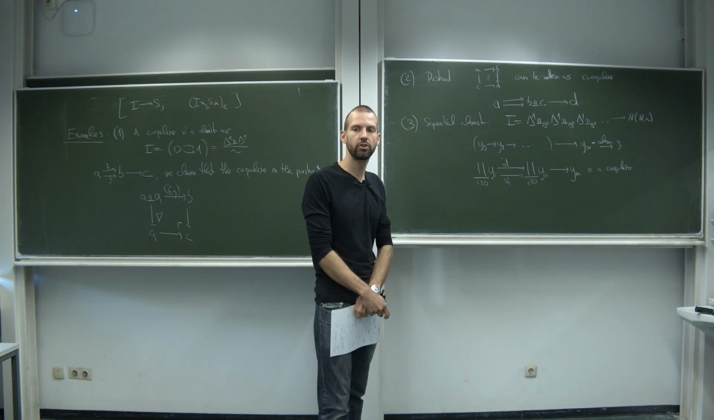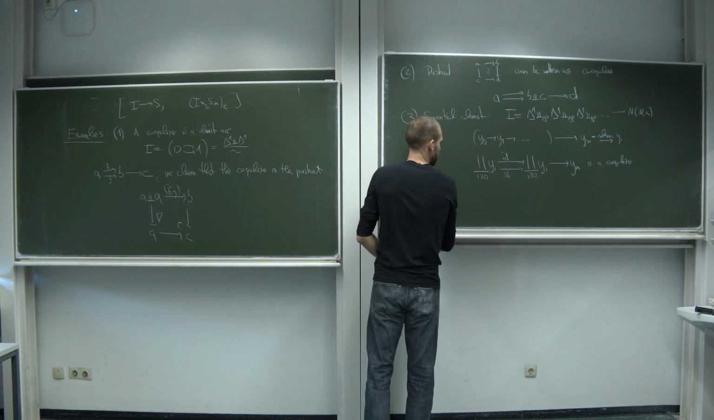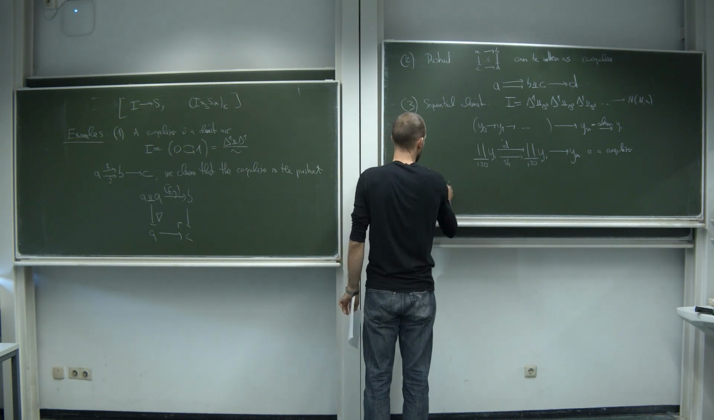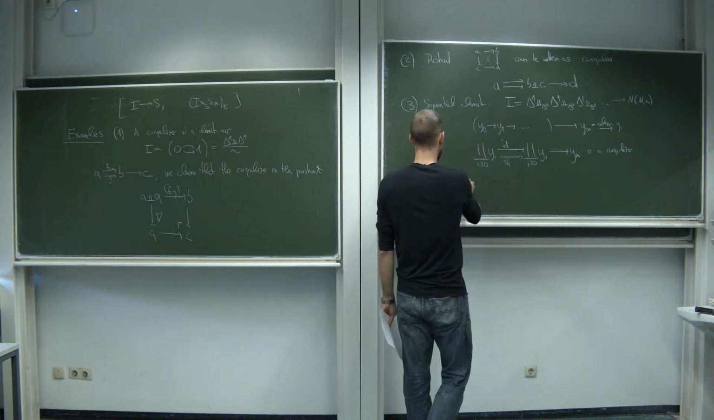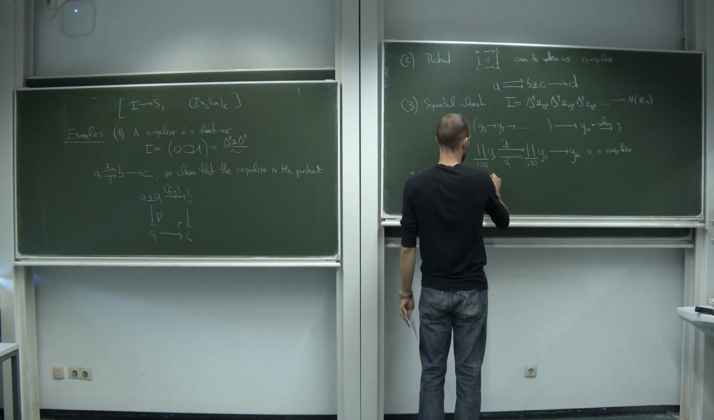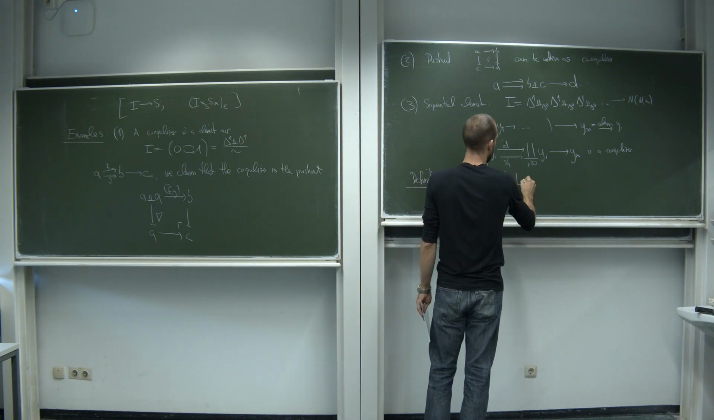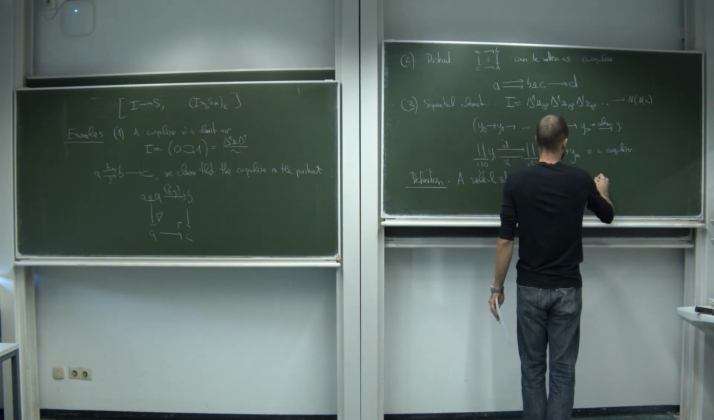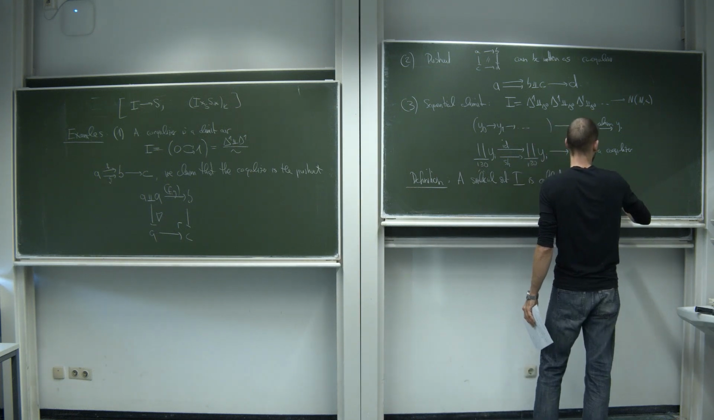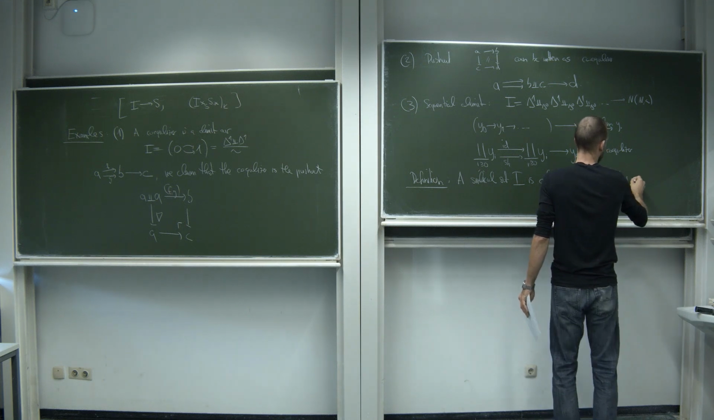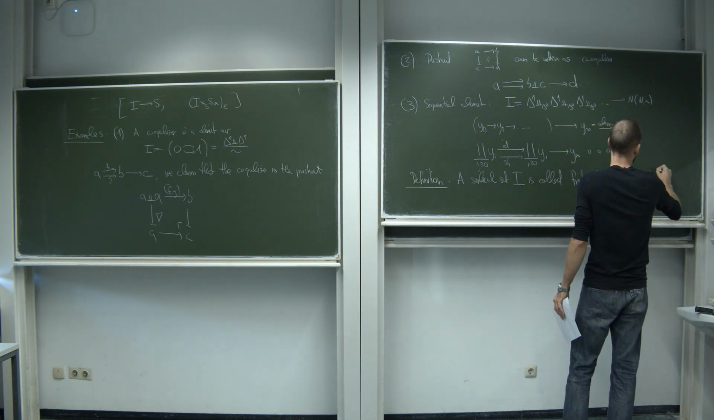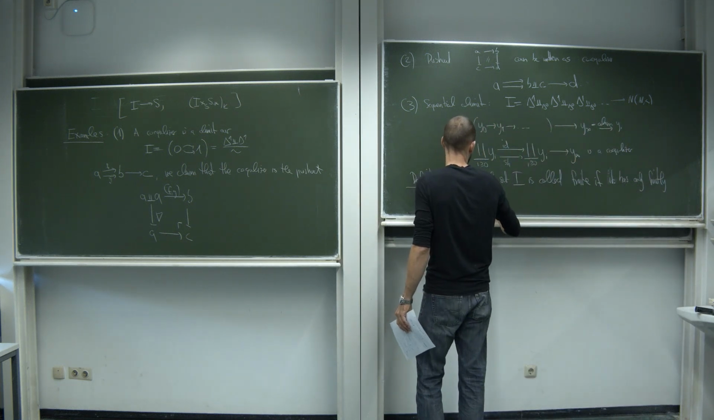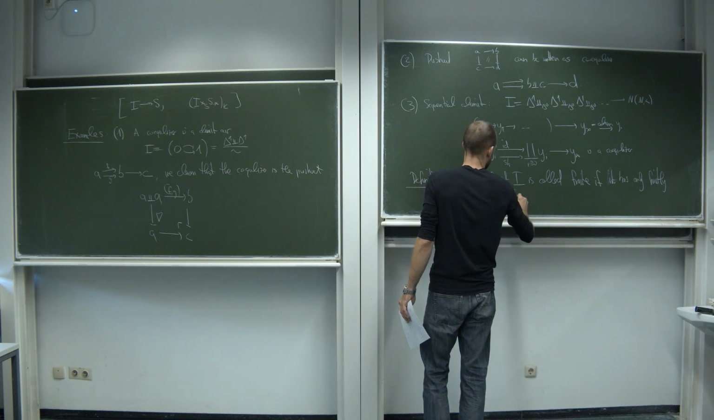And in order to state the general result, let me first introduce a bit of notation. Definition. A simplicial set I is called finite if it has only finitely many non-degenerate cells, non-degenerate simplices.